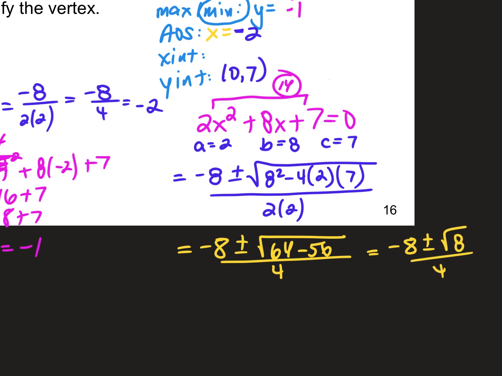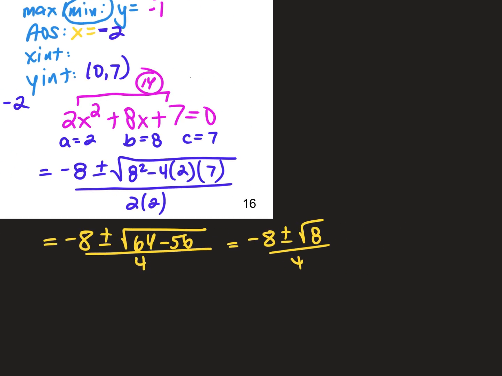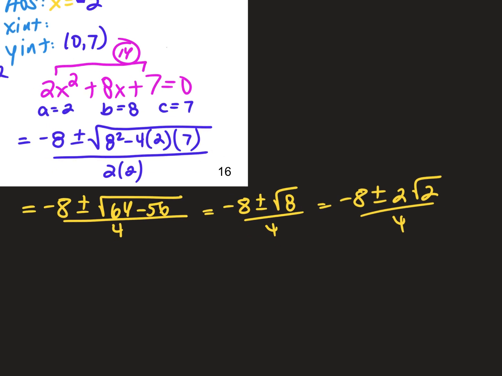Don't cancel anything yet. Don't simplify yet. We've got to break everything down. Can I break down 8? So negative 8 plus or minus 2 root 2 over 4. And then now we can simplify. How do we simplify this? If you're going to simplify, you have to simplify everything in the top with everything in the bottom. Meaning, if I were you, I'd split it up. I'd write negative 8 over 4 plus or minus 2 root 2 over 4.